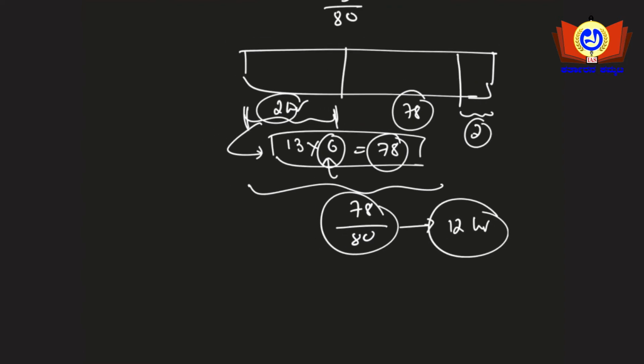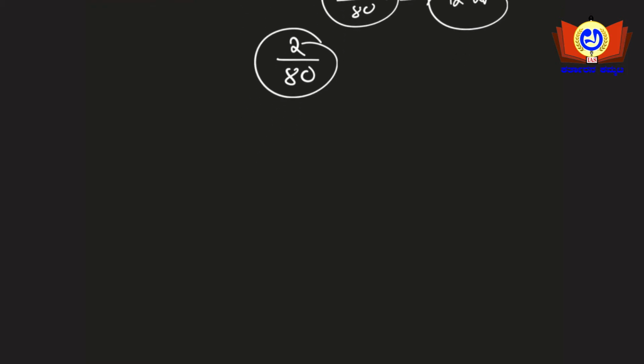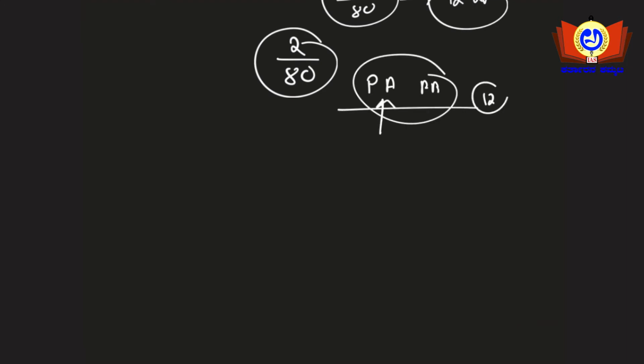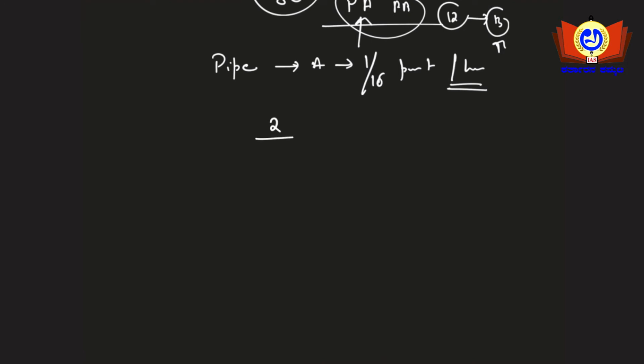So what is the remaining part? 2 by 80. After 12 hours the next in line will be pipe A. Pipe A and pipe B will be working alternately, starting from pipe A. So after the 12th hour, the 13th hour will be of pipe A only. So pipe A's efficiency I have got here, right? 1 by 16 part in 1 hour.